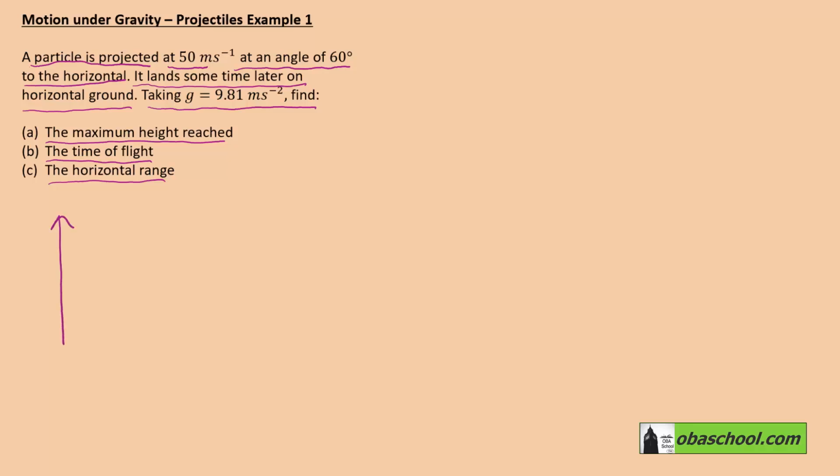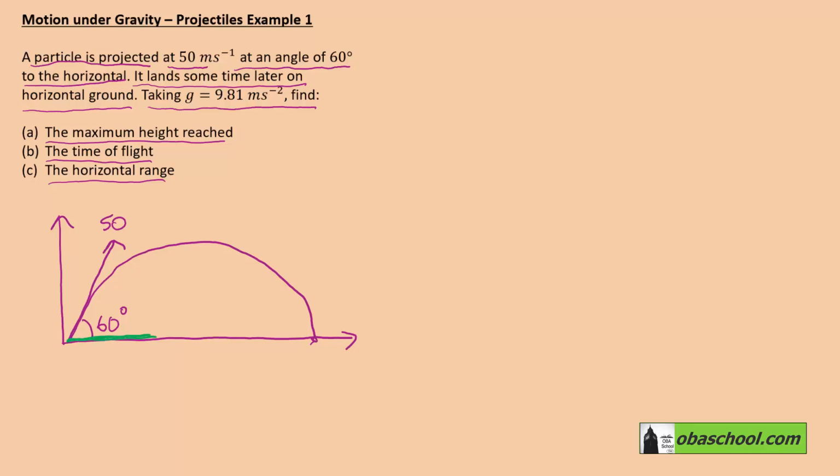So let's just get a picture. So we know that it's projected like so, at 50, 60 degrees, and then it's going to go through a parabolic path like this and land over here.